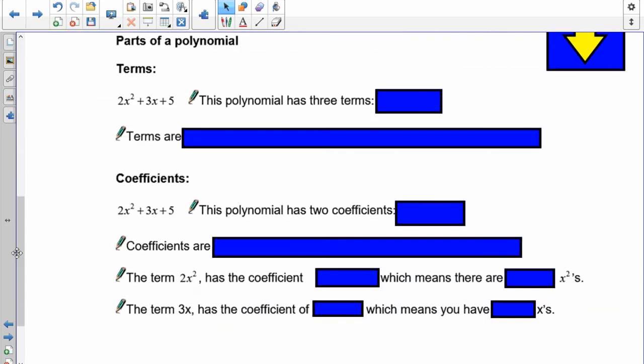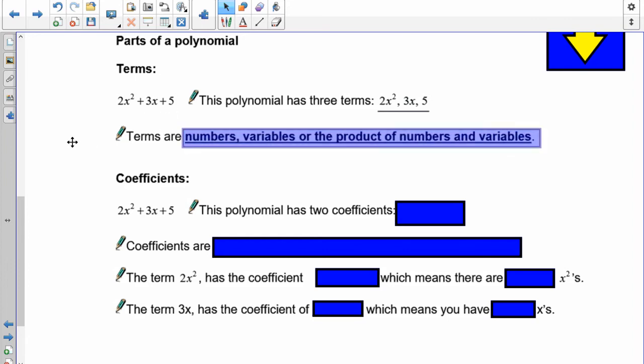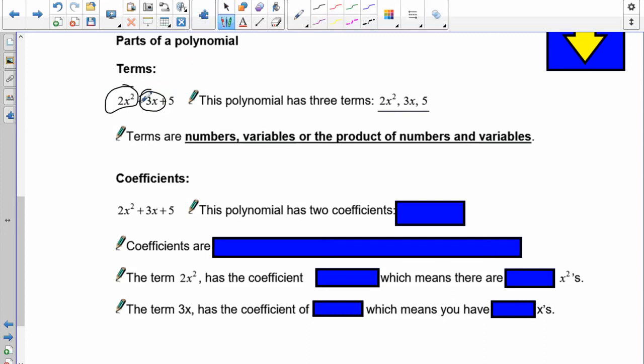So now let's take a look at the parts of a polynomial. This polynomial you see right here has 1, 2, 3 terms. A term is a simple group of variables or numbers which are multiplied or divided, but they're never added or subtracted. So 3x is a term. 5 is a term. So your definition: terms are numbers, variables, or the product or quotient of numbers and variables. Okay, so terms, you count them right here. This is a term, that's a term, and that's a term.